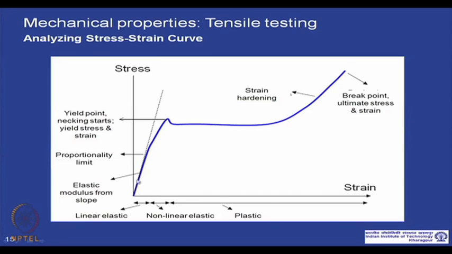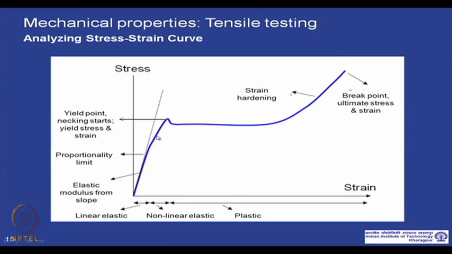As you know, the first part is linear up to this point. So, this part is elastic, and from this slope you can get the elastic modulus of the material. This is the proportionality limit, and this is the point where yield happens. Yield means necking happens in the sample. Beyond this stress or this strain, the polymers start deforming permanently.